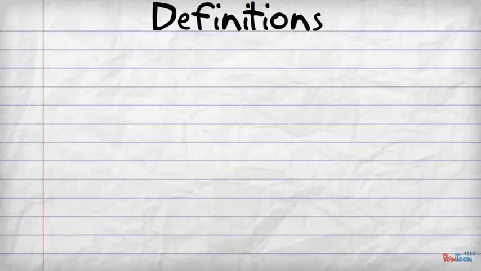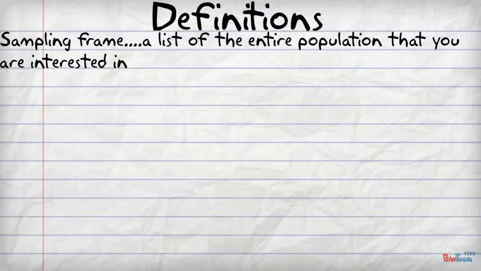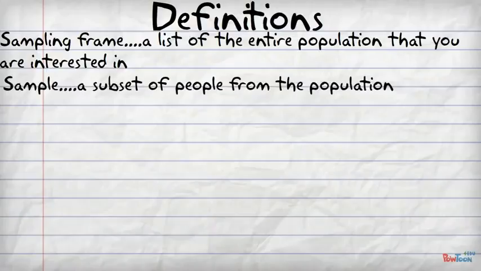So, what researchers do is use sampling and statistics to help them answer their research question without spending as much money and time. Okay, here's some more words you need to know. Sampling frame. This is a list of the entire population that you're interested in studying. Sample. A sample is a subset of people from the population, and the sample comes from your sampling frame.